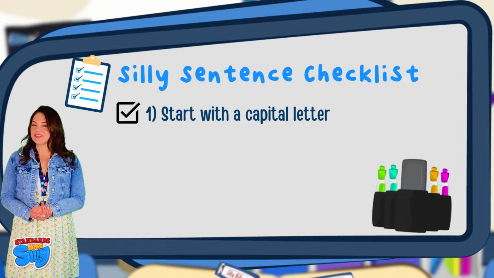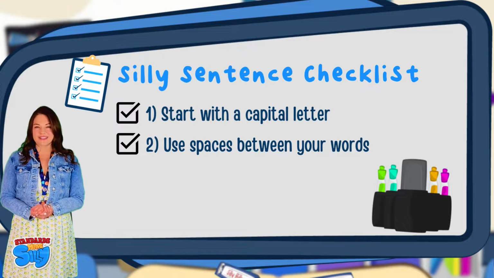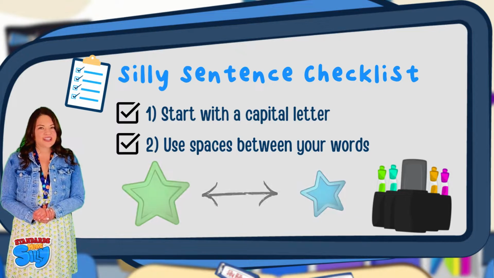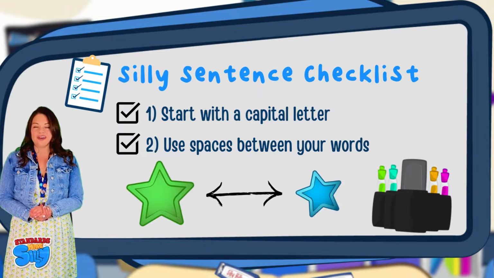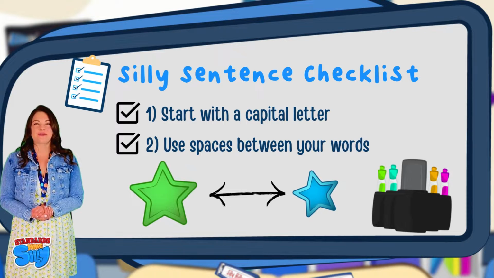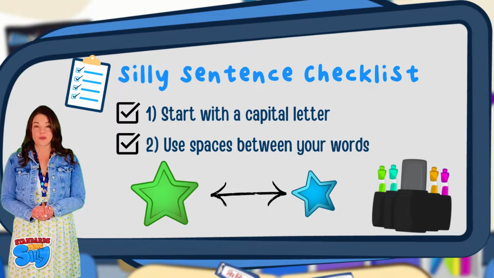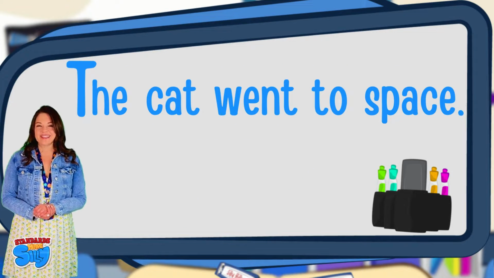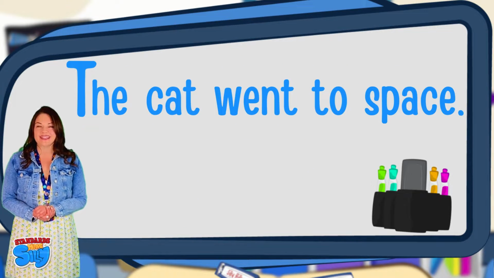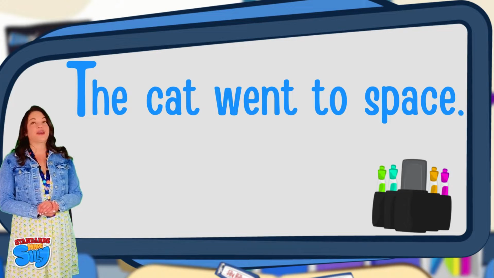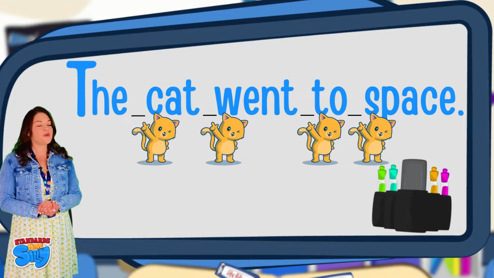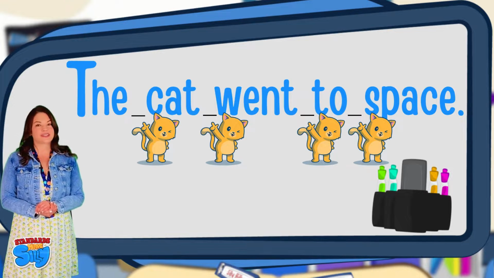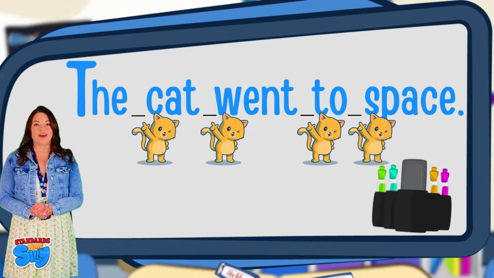Checklist item number 2. Use spaces between your words. Just like the stars in our galaxy, think about how they have spaces between them. Our sentences need spaces between our words. That will help the reader understand your message. Let's see an example of how we put those spaces in between our words. Looking back at our sentence, the cat went to space, check out the spaces we used. That helps the reader read our message.